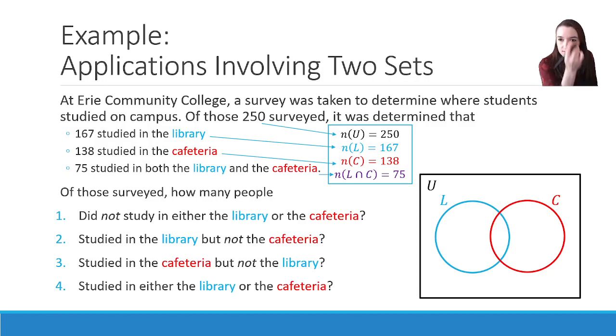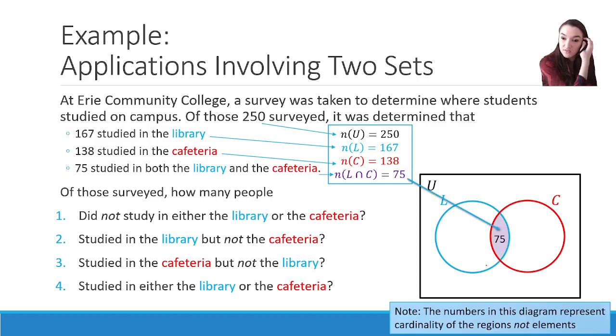But remember that I hinted when we talked about those 3-part Venn diagrams that the most intersected area, we want to work from there outward, essentially. So we're going to place a 75 in here. Now again, remember this represents the cardinality of the regions, not the elements. So there is no 75 in there, it's that there are 75 people in that area, in that region.